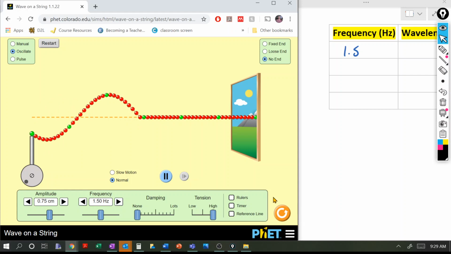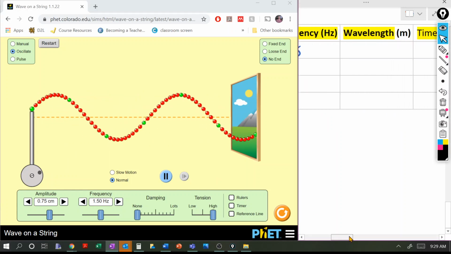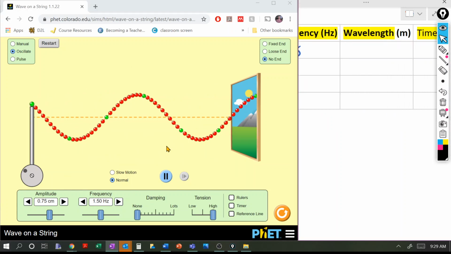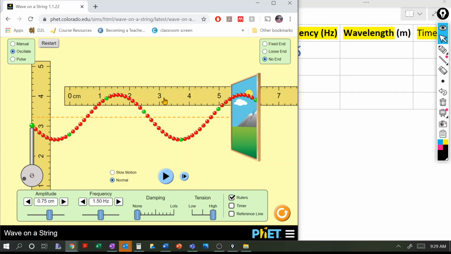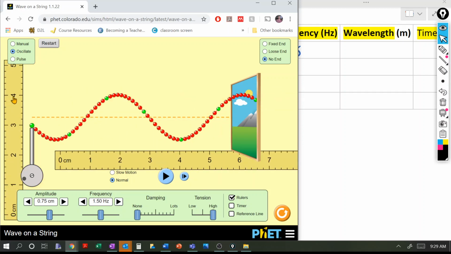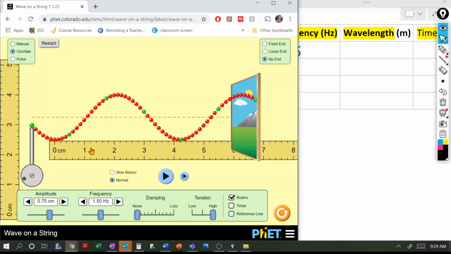Now let's get some waves going so we can measure our wavelength. To measure the wavelength, I want to pause it. And I want at least 2 peaks or 2 troughs in my image, so I can measure the distance between the 2 peaks or 2 troughs. I'm going to choose the troughs, and the lowest point here seems to be about right there, so that's the trough. And then the next trough is about, I'm going to say about 4.2 centimeters away. So that wavelength is 4.2 centimeters.